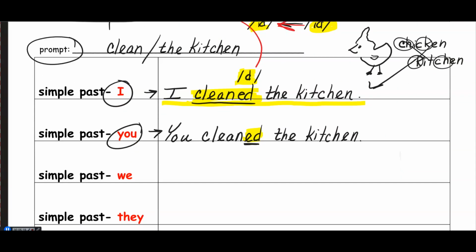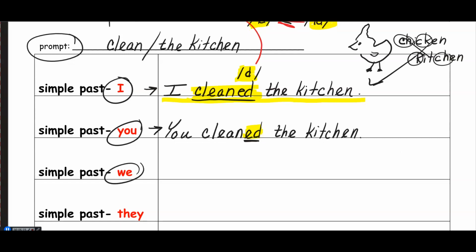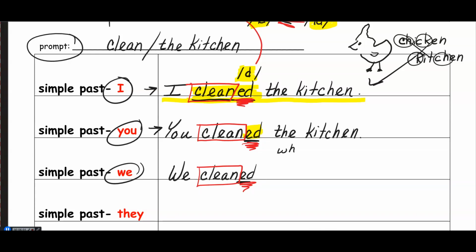Okay? Next person is we. Capital W. We. Cleaned, at the end. Here is the main verb. Clean. To make it past tense, we add ed. Okay? All people are the same in the past tense. They use the same form of the verb. We cleaned what? What did we clean? We cleaned the kitchen.